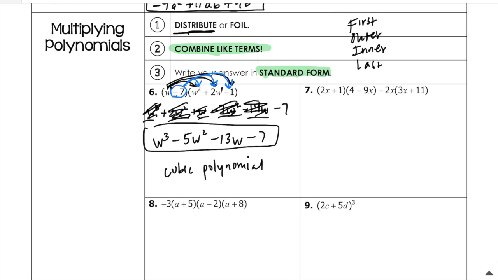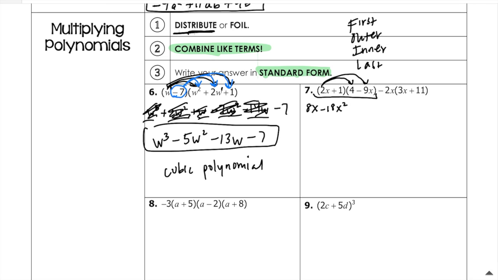Okay, 7. So I'm going to take care of this first chunk, and then I'm going to worry about my second chunk. So this is a situation where you could FOIL, but I'm going to do the distribution method. So I have 2x times 4, and then 2x times -9x. So 2x times 4 will give me 8x, and 2x times -9x will give me -18x squared.